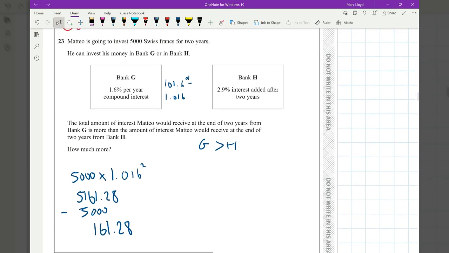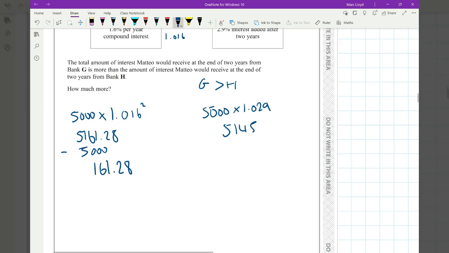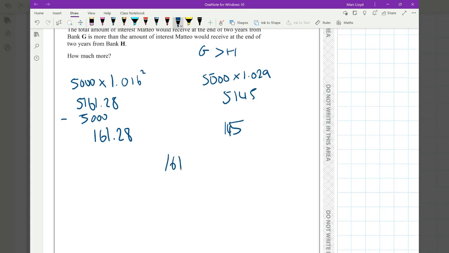2.9% interest added after the 2 years. So it seems like that one's simple. So 5,000 is just going to be times by 1.029, times by 1.029. And that is 5145. That's 145. How much more? So 161.28, take away 145 is 16.28. Okay, marvelous. Done.